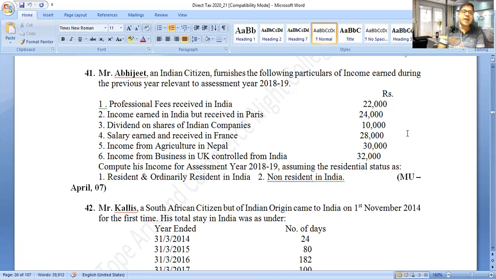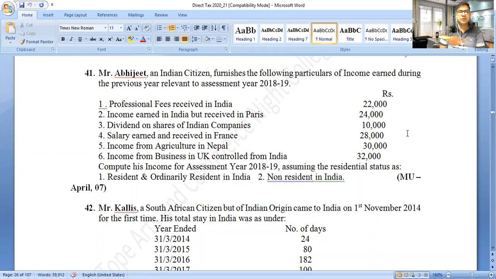Then income from agriculture in Nepal. Now Nepal is a different country. It is outside India. Agriculture income, if it is located outside India, is taxable only to RNOR, rule number 4, because income earned, arising and received outside India. It is taxable to RNOR. It is not taxable to RBNR and NR.